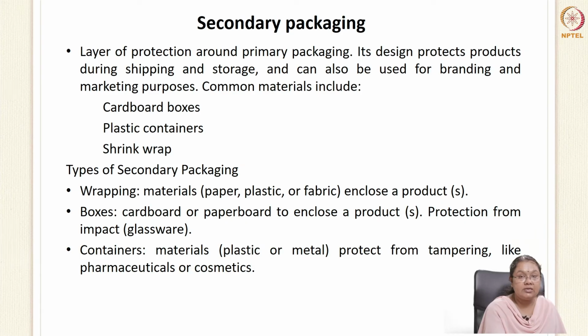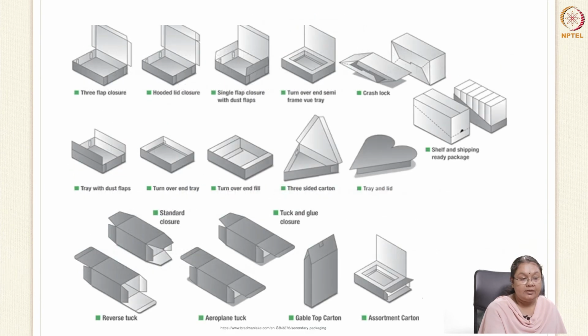Generally, if it is glassware, any glass bottle or any glassware that has been purchased, and it has to move from one place to another, it is wrapped in paperboard or cardboard. So it is packed tightly so that it does not break during transportation. So boxes act as a medium for secondary packaging. Then we have containers like plastic and metals, which also protect cosmetics and pharmaceuticals from tampering. These are examples of containers, secondary packaging materials.